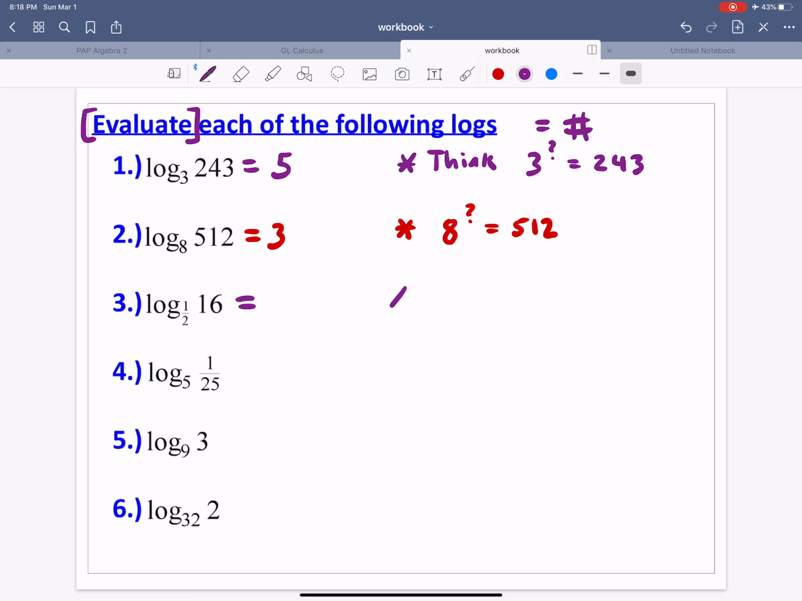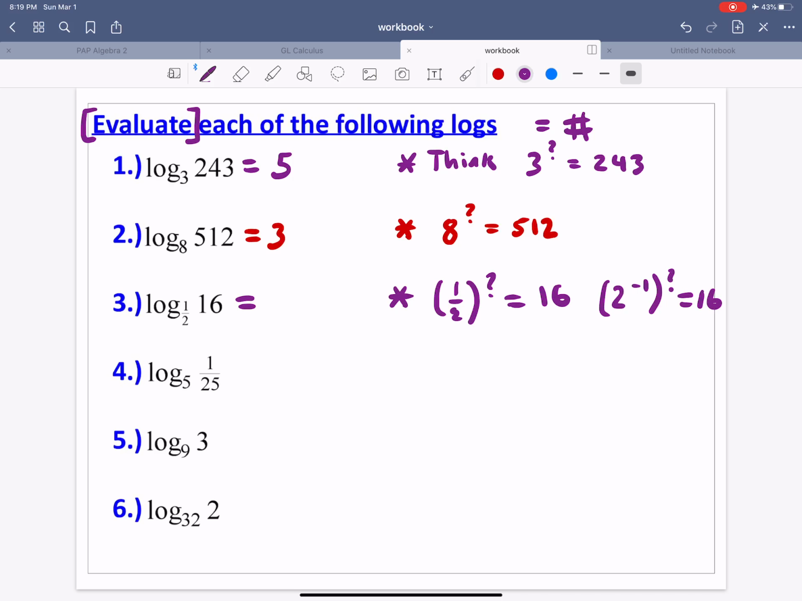So for number 3, what we're going to think is 1/2 to a mystery power equals 16. Now there's a lot going on in this one. First of all, 1/2, I'm going to rewrite that as 2 to the negative 1 power, to a mystery power is going to equal 16. So what you should think about here is, what do you need to raise 2 to become 16? That's 2 to the 4th. 2 to the 4th would get it to be 16.